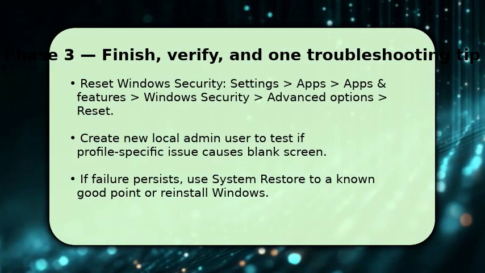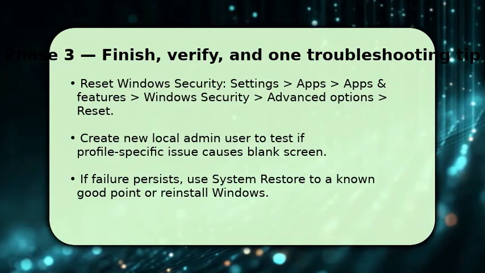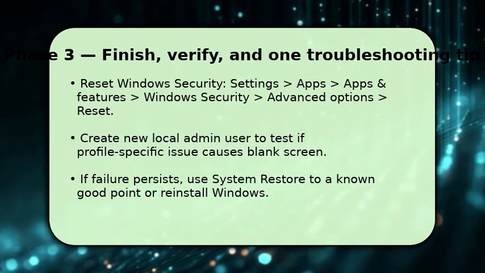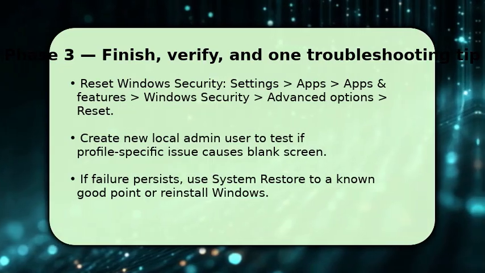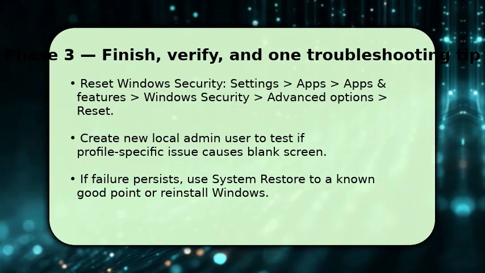You finish by resetting the app and verifying profiles. Go to Apps and Features, locate Windows Security, open Advanced Options, and choose Reset. This clears corrupt app data.